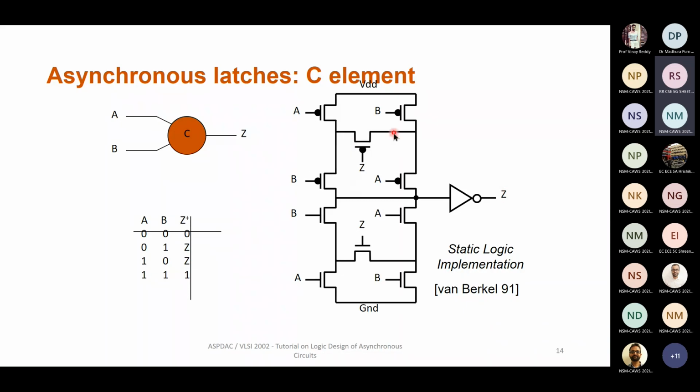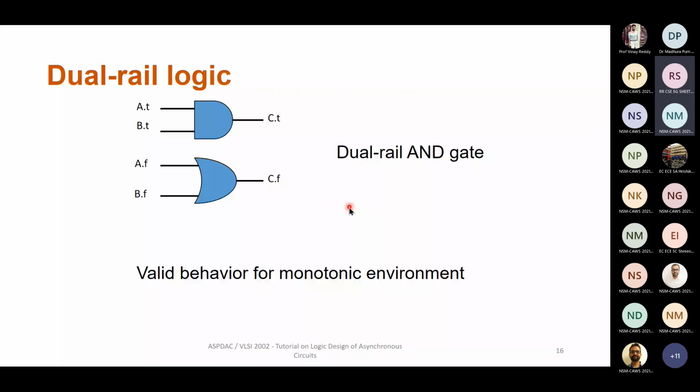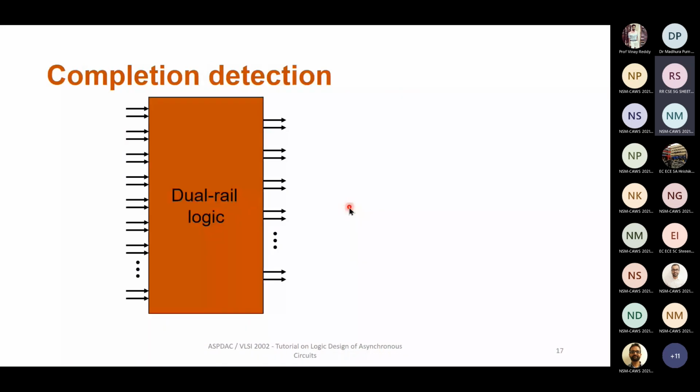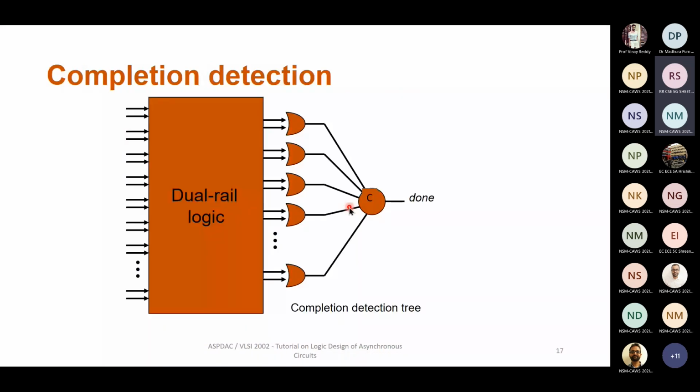It's a combinational logic in some sense because it is having this truth table, but also it maintains its previous state. Thus, it can be used as a latching element also. And there are some other implementations of C element. I will just show this one diagram to explain why dual rail logic was very complicated to use.